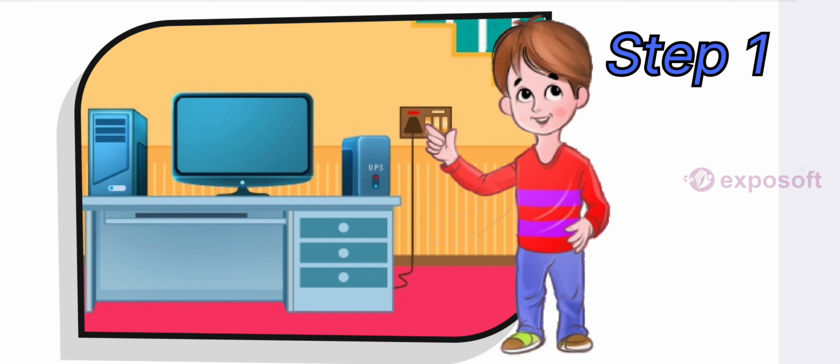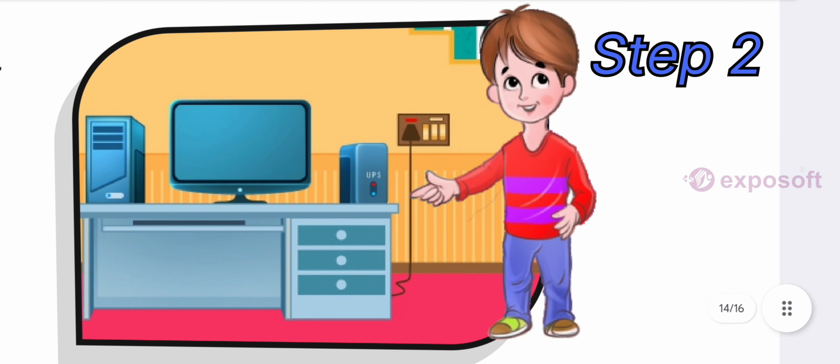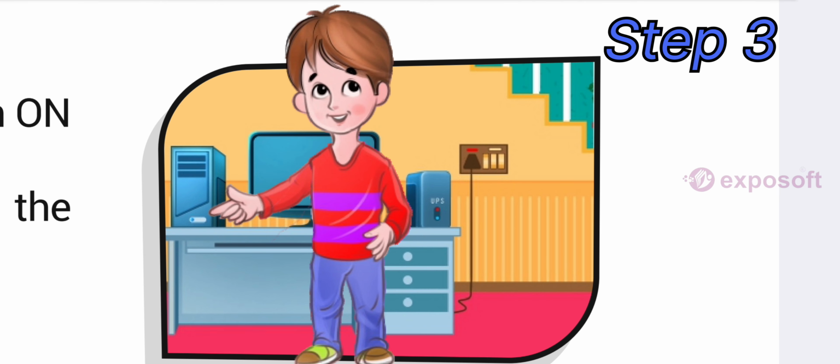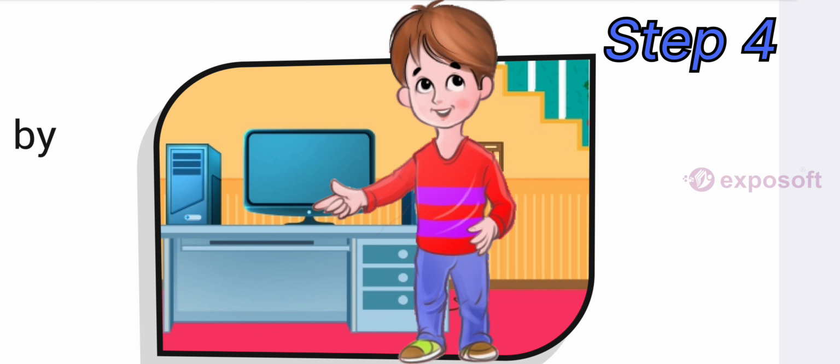Step 1. Switch on the power supply where the UPS was connected. Step 2. Switch on the power button of the UPS. The monitor and CPU were connected with the UPS. Step 3. Switch on the power button of the CPU. This is the largest button on the CPU. Step 4. Finally, switch on the monitor by pressing the power button on it.